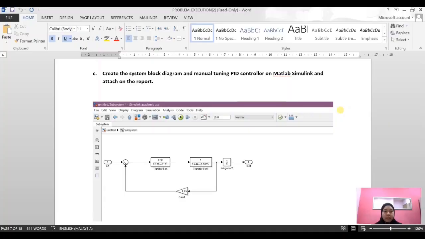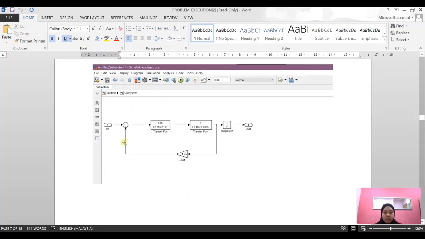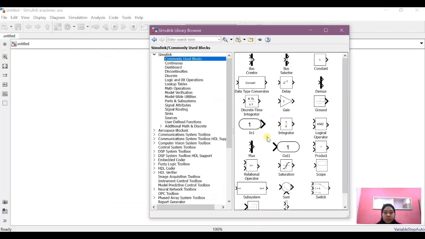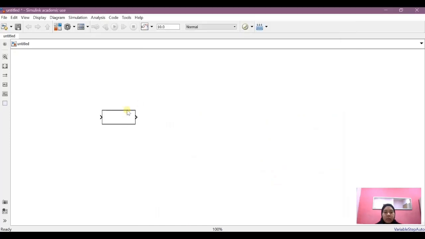Thank you. I will present the MATLAB part for C and D. For C, we need to create the system block diagram and manual tuning PID controller on MATLAB Simulink and attach it on the report. Okay, I will show you how to design this block diagram. First, we need to have a subsystem. When we have the subsystem, we click and then we construct the block diagram in this subsystem. Okay, I will show you.